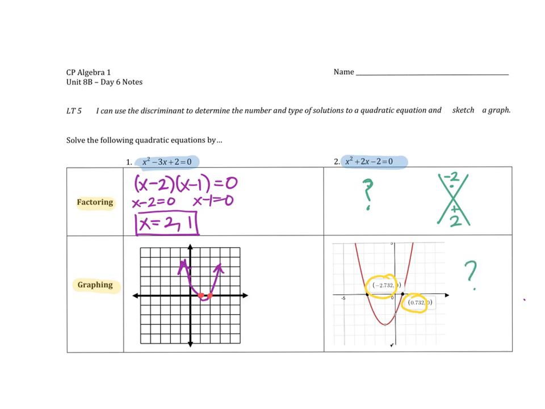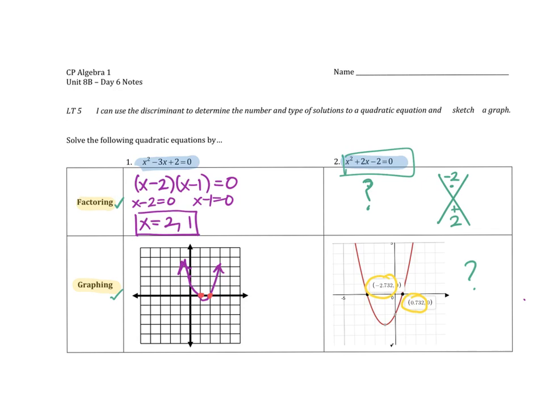If I think through the methods we know, factoring doesn't work, graphing doesn't work. Again, we're talking about this one. Inverse operation doesn't work because I have two variables. I have an x squared and an x, and so I can't isolate that. And so that's what we're going to be doing, is learning our fourth method.